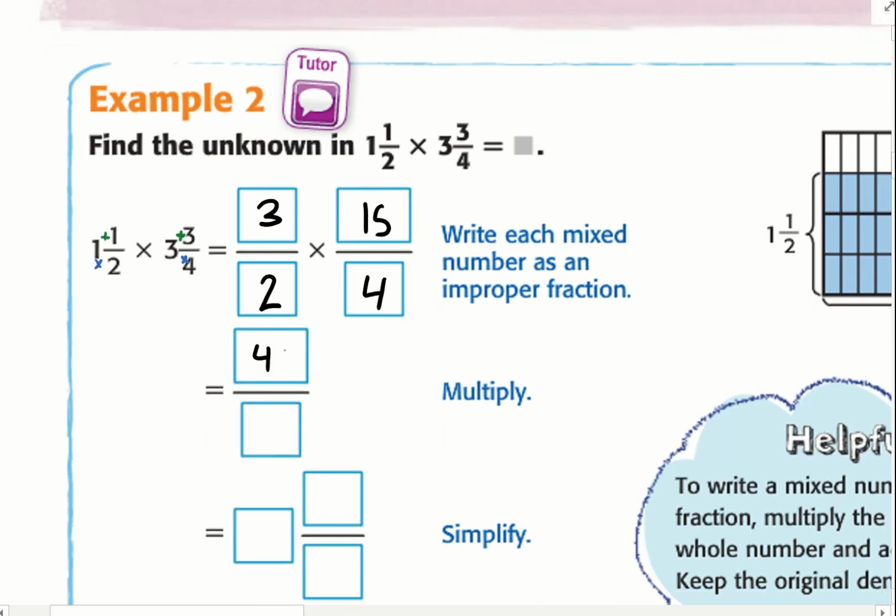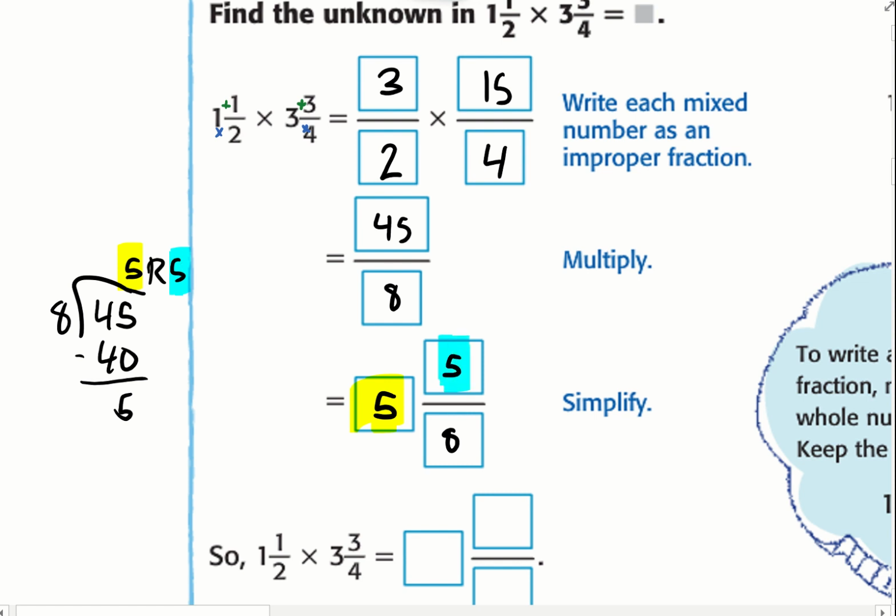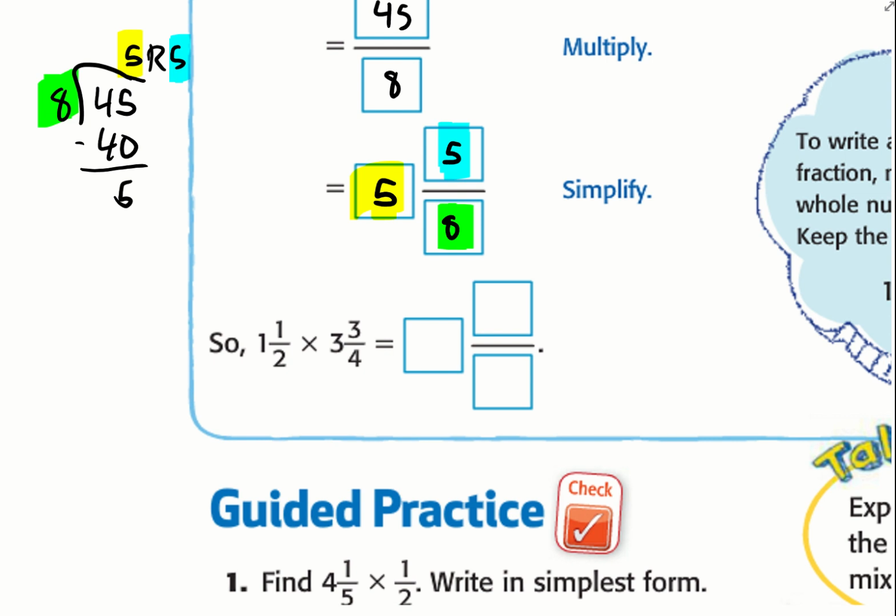So 3 times 15 equals 45. 2 times 4 equals 8. Now to simplify, I have to change it back to a mixed number. So 45 divided by 8. 8 goes into 45 5 times. And remainder 5. So 5 and 5/8. So my numerator is my remainder, and my denominator is my divisor. So 1.5 times 3 3/4 is 5 and 5/8. And I cannot draw an 8.